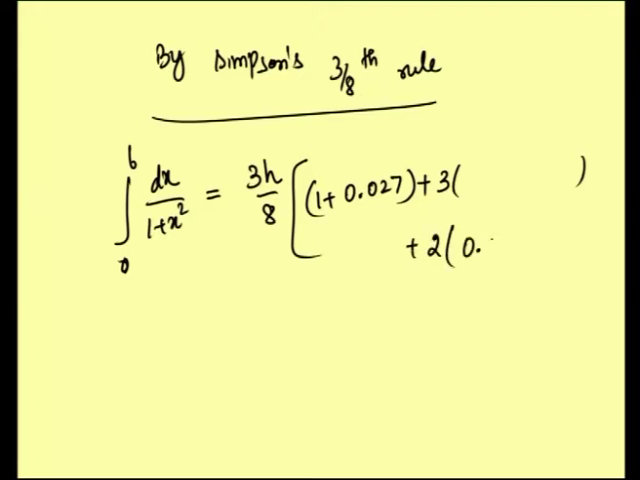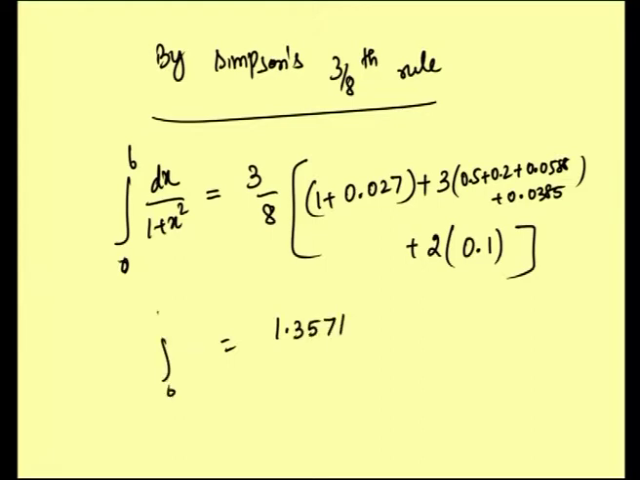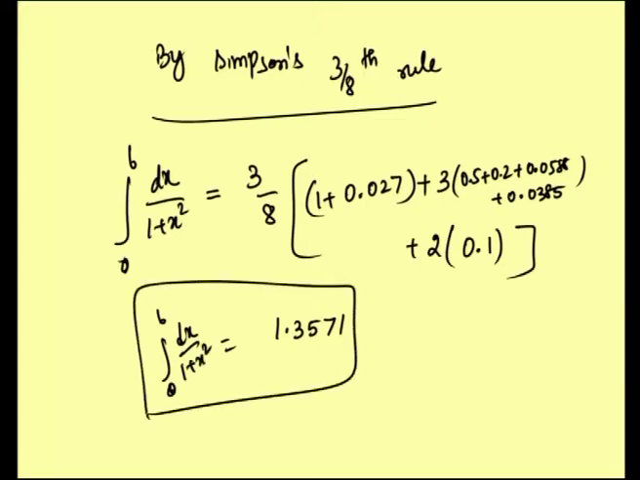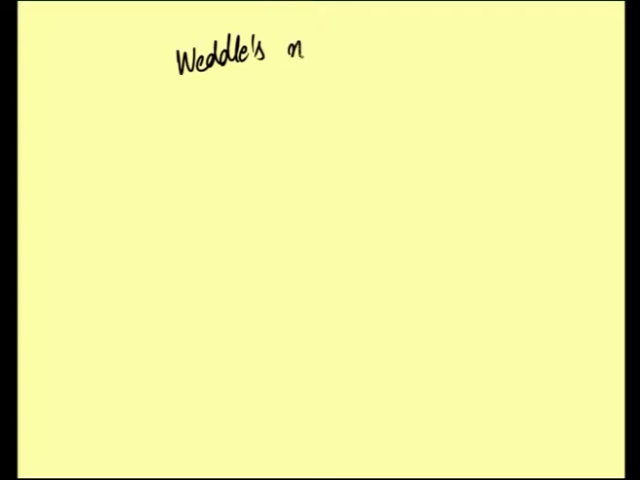Multiple of 3 here is y3 and y6. y6 is accounted as the last coordinate, therefore we will have only y3. So, the remaining is 0.5 plus 0.2 plus 0.0588 plus 0.0385. Okay. And h is 1. So, 3 by 8 into these values, and it comes to be equal to 1.3571. Integral 0 to 6 dx by 1 plus x square is 1.3571.